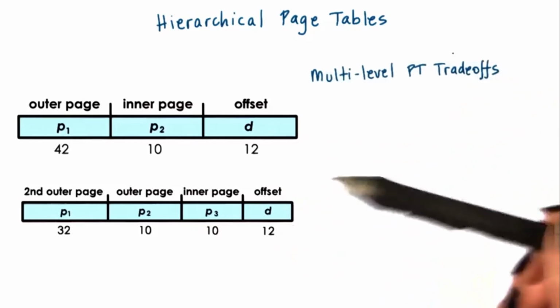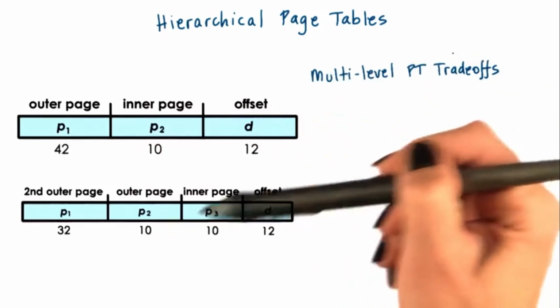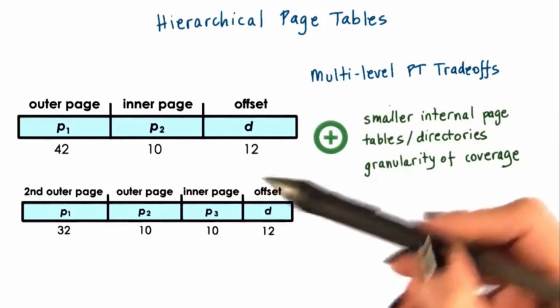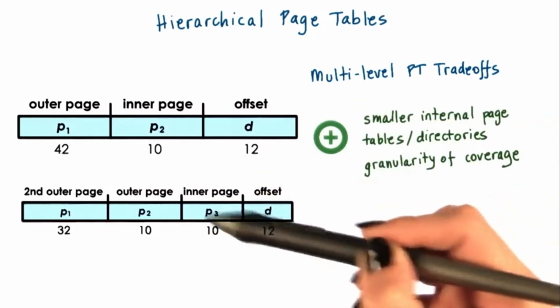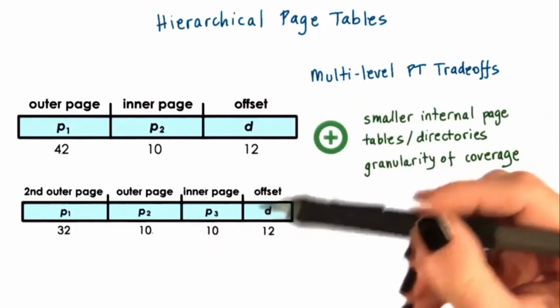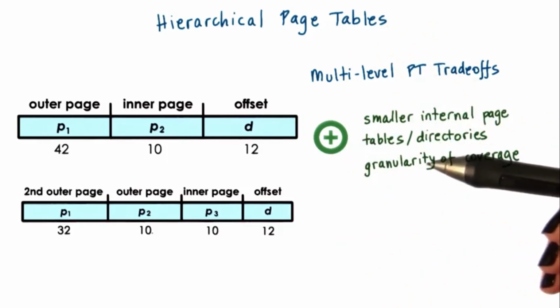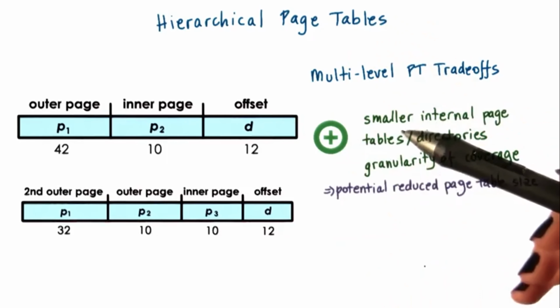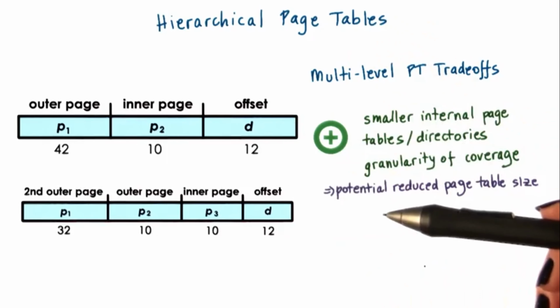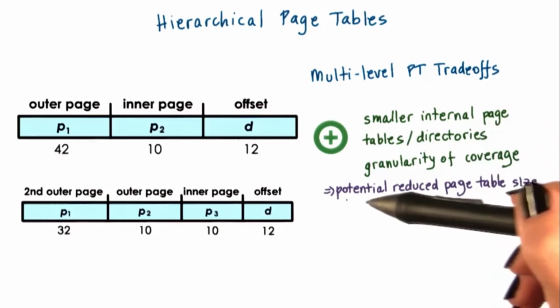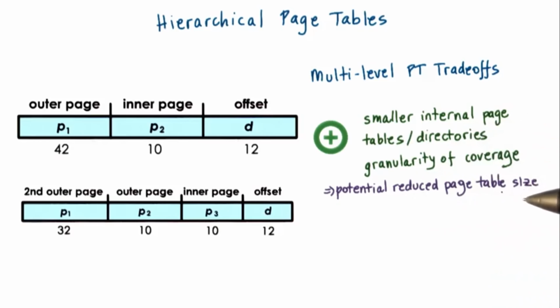There is a trade-off in supporting multiple levels in the page table hierarchy. As we add multiple levels, the internal page tables and page table directories end up covering smaller regions of the virtual address space. As a result, it is more likely that the virtual address space will have gaps that will match that granularity, and we will be able to reduce the size of the page table.